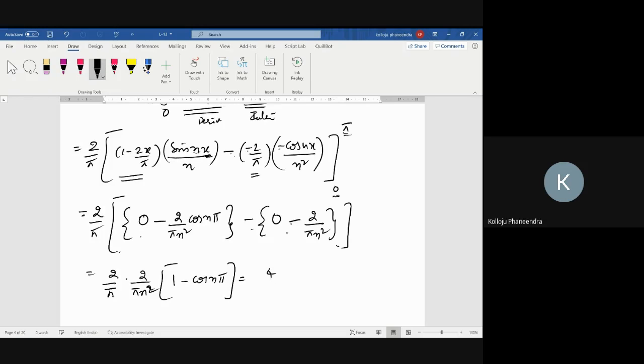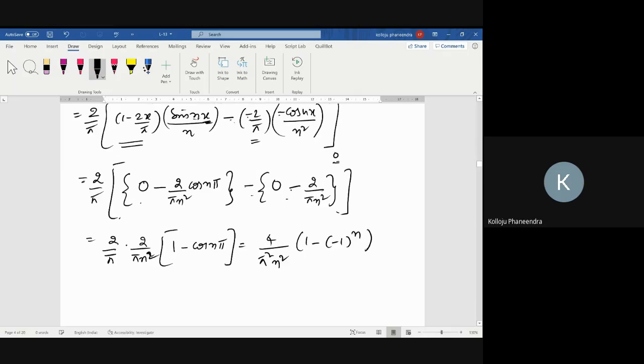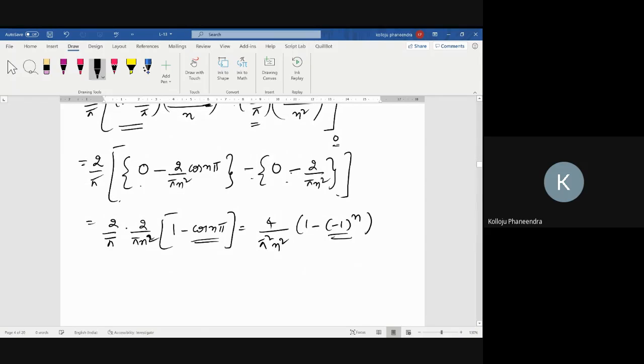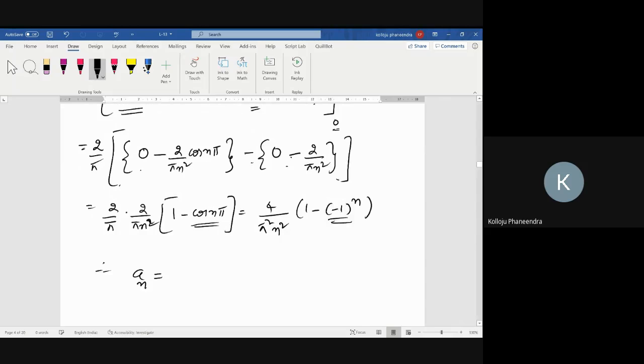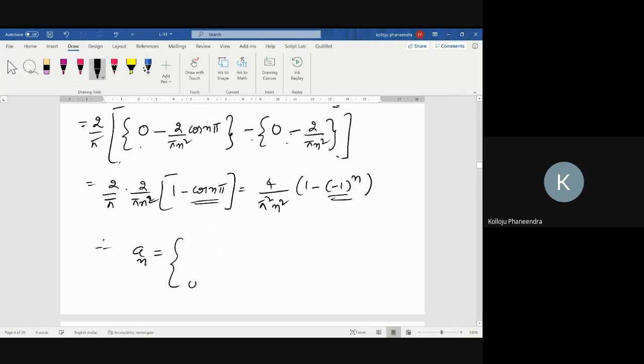So this is 4 by pi square n square. Why pi square here? Yes, it is pi square here, that is fine. Next one, 4 by pi square n square into 1 minus minus 1 whole power n, since cos n pi value is minus 1 whole power n. Therefore, what is the expression for an? It is 0 if n is even, because when n is even, this is plus 1, 1 minus 1 is 0. When n is odd, this is minus 1, plus 2, so it becomes 8 by pi square n square if n is odd.